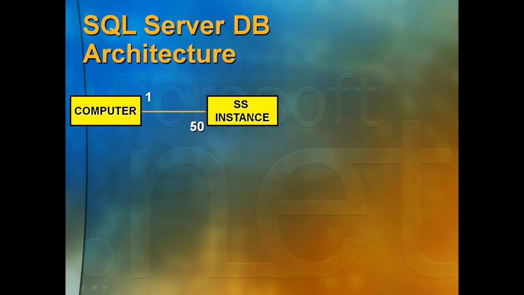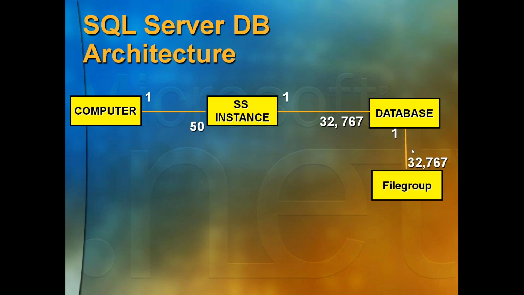Now, in a single setup, we can create 32,767 databases, right? So what is a database? A database is a collection of file groups and a collection of transaction log files. One instance can have this many databases, and one database can have this many file groups maximum, and one database also can have one or more transaction log files.